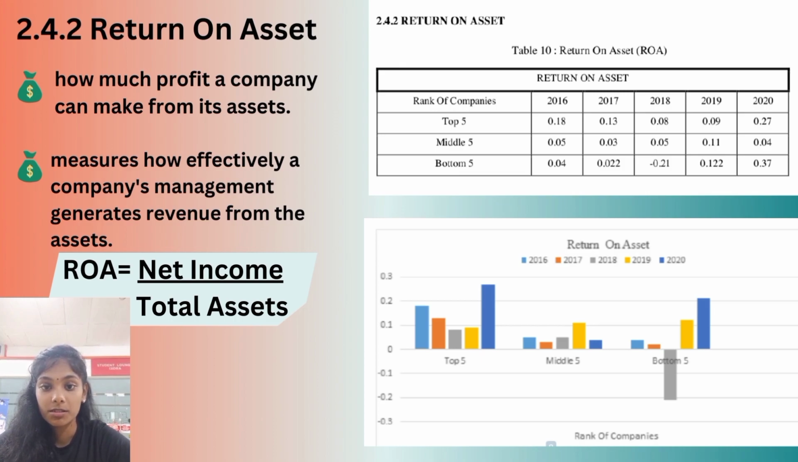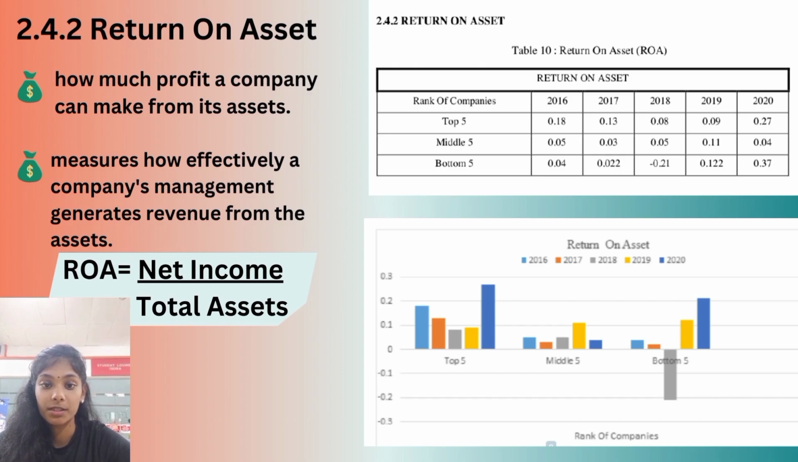The middle 5 companies show inconsistency in ROA for 5 years. This is shown in table and graph as in the year 2016, the ROA is 0.05%, which then decreases to 0.03% in 2017 and increases again to 0.05% in 2018. From the year 2019, ROA for the middle companies increases from 0.05% to 0.11%. The ROA decreases again to 0.05% in 2020.